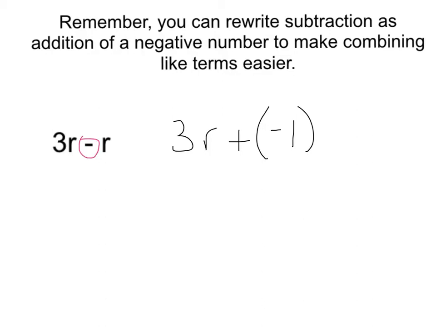So if we look at it, 3r plus negative 1r should be there. It makes it a little clearer, because we know with integers, if you're adding a positive and a negative integer, you're really going to subtract the two numbers, and then the sign of the larger number decides the answer. So 3 minus 1 is 2. 3 is the bigger number, so the answer is going to be positive, and then you just bring over your variable.